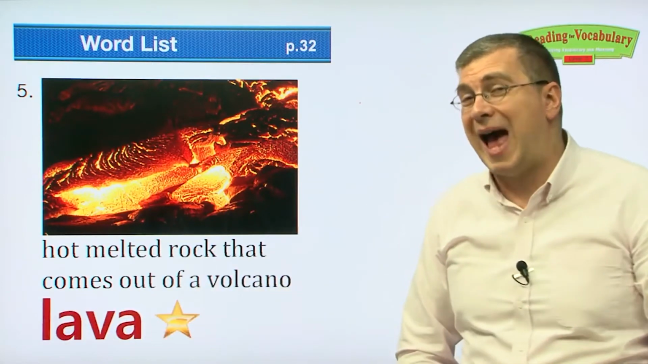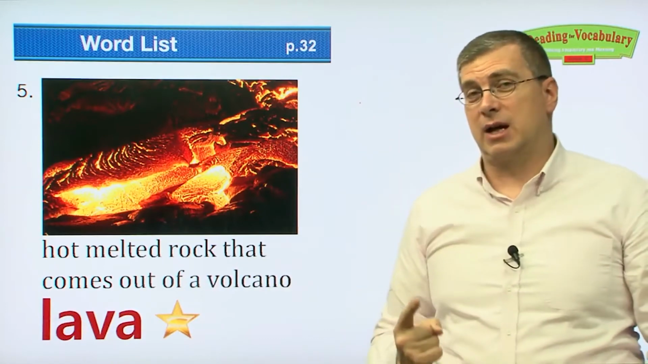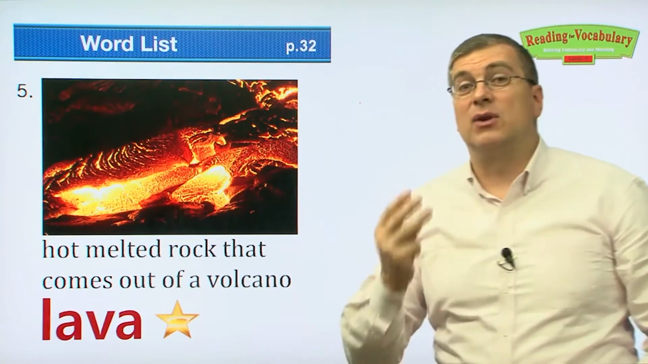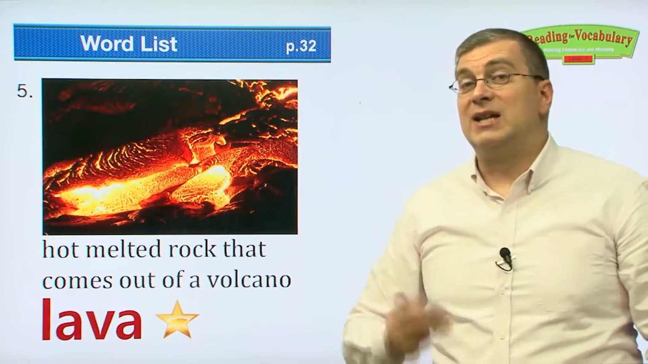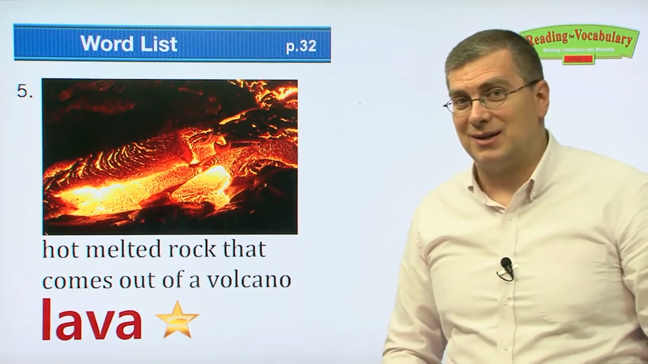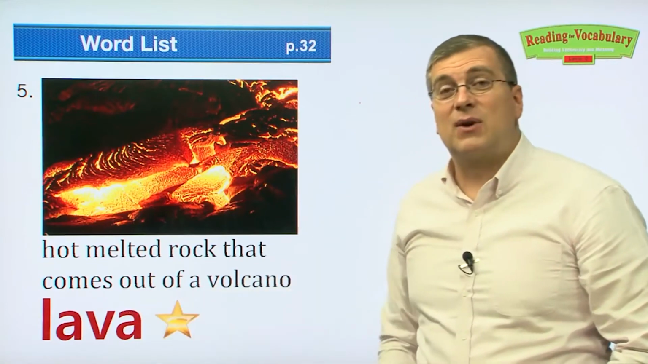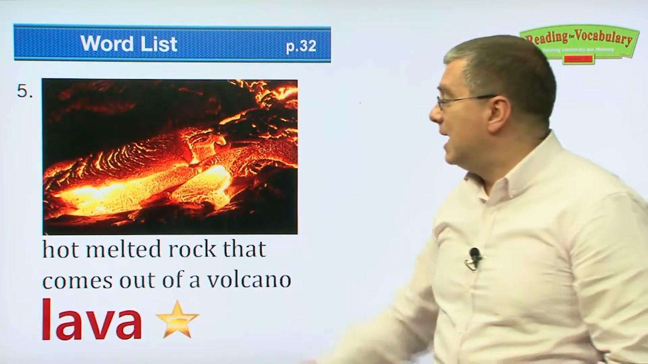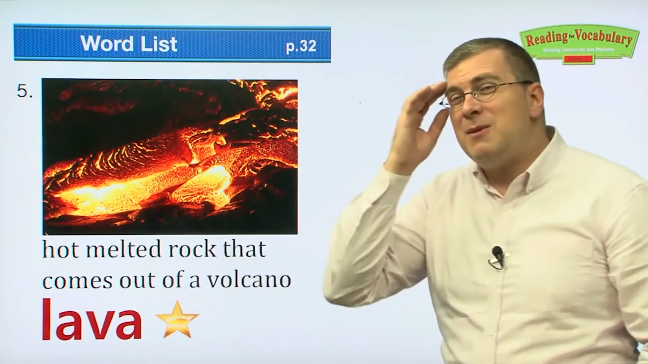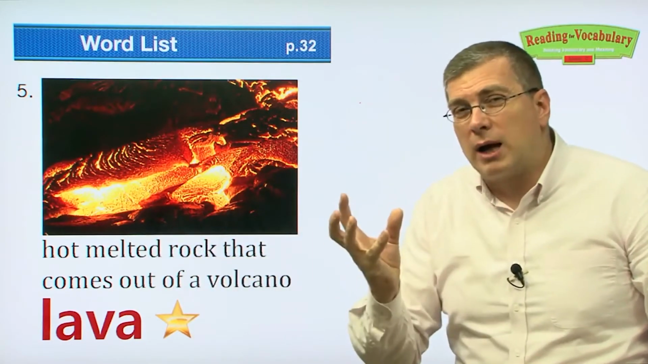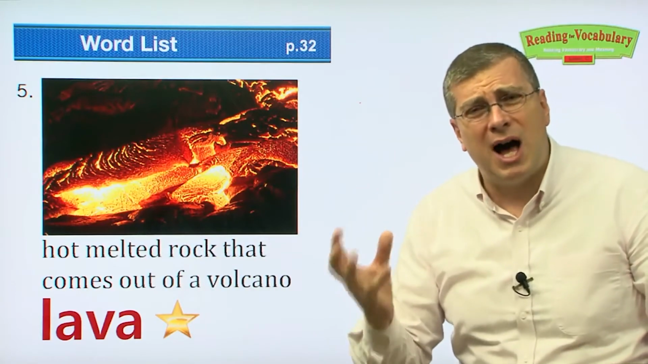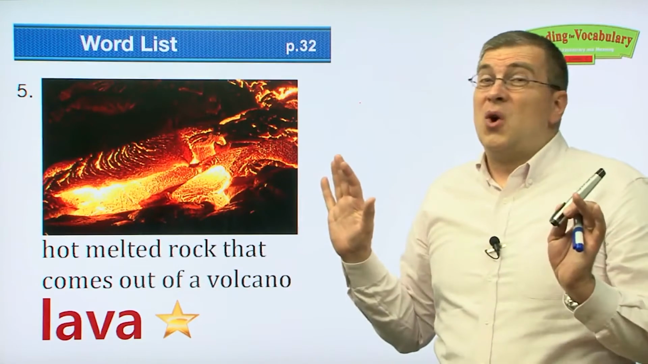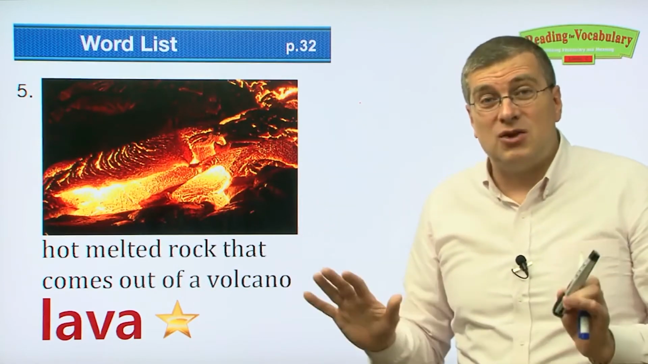Before I taught you ash, that's one of the things that comes out of a volcano. The other one is smoke. And finally, we have lava. Lava is very dangerous, isn't it? It's also difficult to pronounce. Lava, okay? It's hot melted rock. Imagine rock that is so hot, it's red and it's liquid. Don't go near that. It's really dangerous, right?